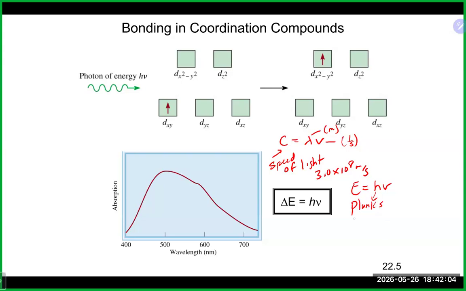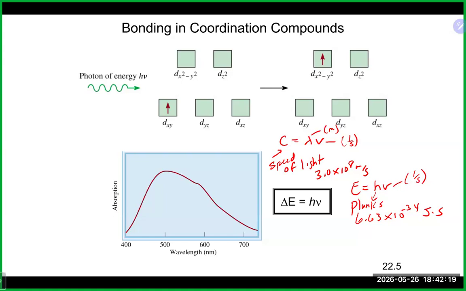We'll throw back to the first chapter last semester, maybe the second. A little 6.63 times 10 to the minus 34 joules times seconds. And once again, that is the frequency in reciprocal seconds in this case.